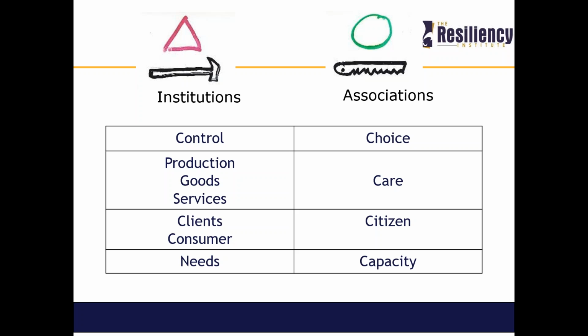Can we exist simply as an institutional organization or an association organization? Can society exist in either one or the other? The answer, of course, is no. But the idea behind this is how can we bring both to the table to have a different conversation?